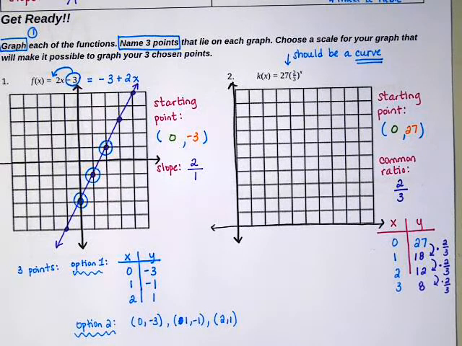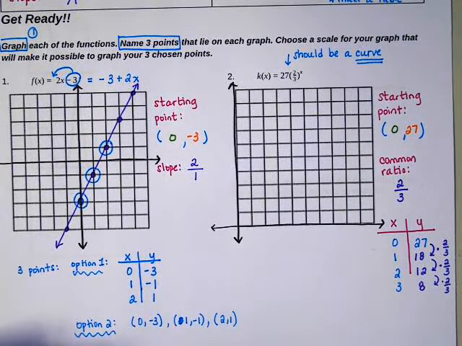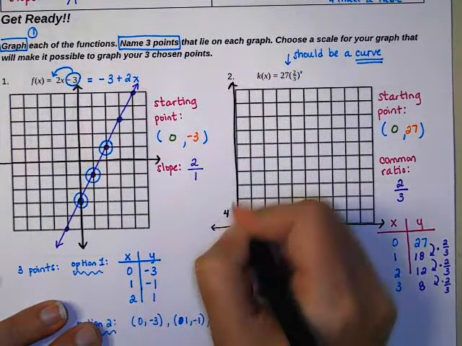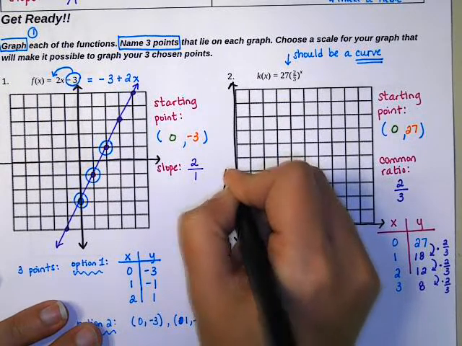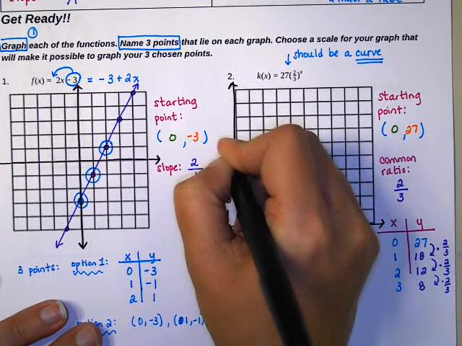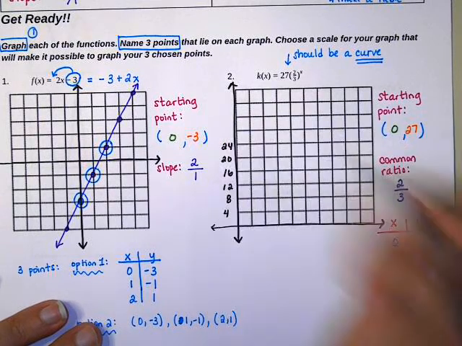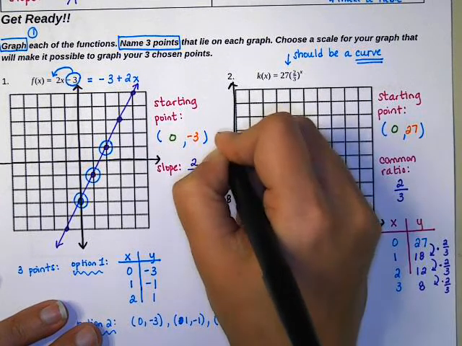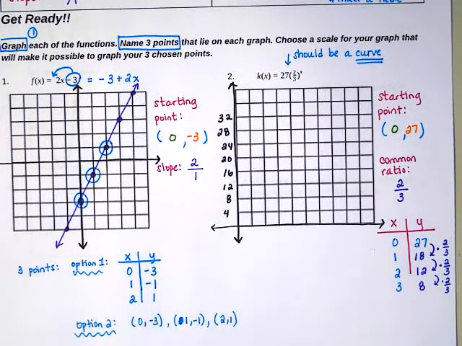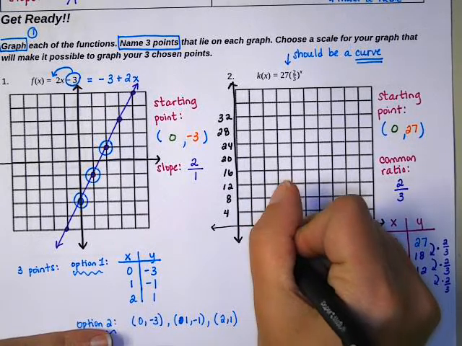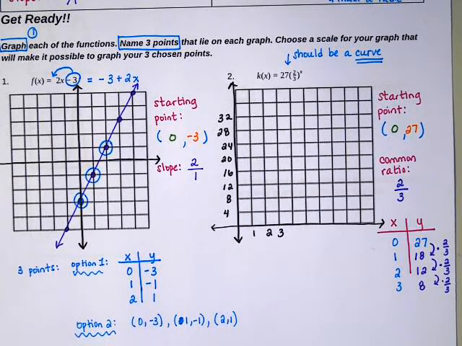In order to make these points fit, I'm going to count by 4s. So 4, 8, 12, 16, 20, 24, 28, 32. Now I'm going to label on my x-axis 1, 2, 3. So now I'm just going to graph the points from the table.